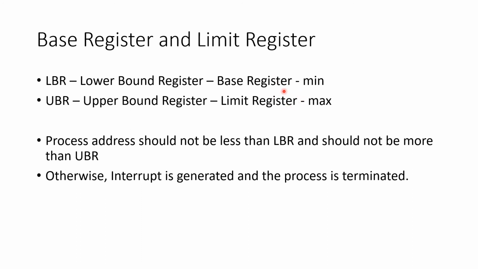Base register is the minimum address any CPU can allocate to a process, and limit register is the maximum address any CPU can allocate to a process. So process address should not be less than LBR and it should not be more than UBR. It should always be in between LBR and UBR. If this is not followed, then an interrupt is generated and the process gets terminated. So the addressing by CPU should be between base register and limit register.